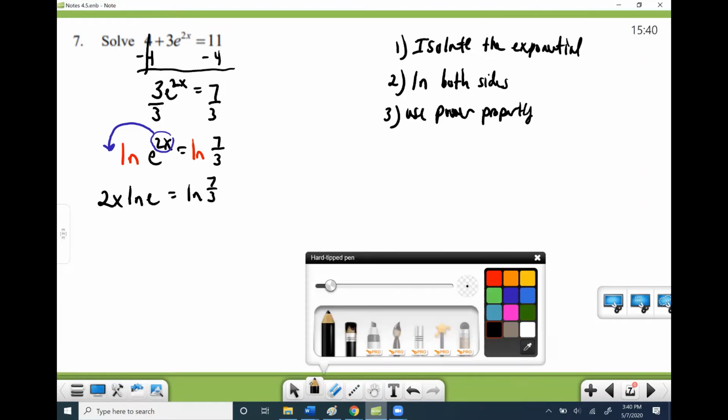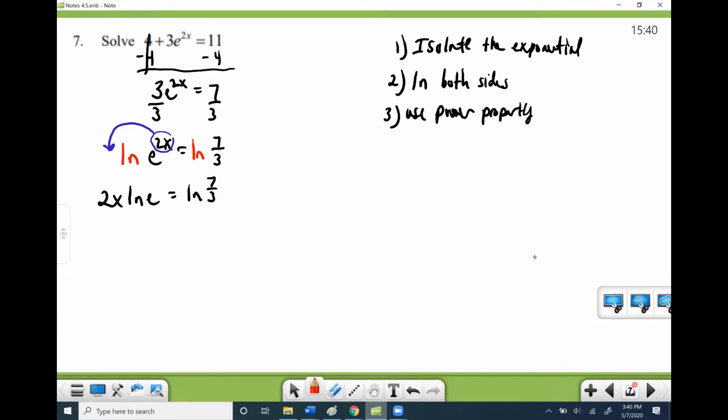Very good. I was just going to say it, but you guys beat me to it. Natural log of e, they cancel each other out, right? So we can just cross that off. I'm liking this problem. So our last step would be to divide by 2.